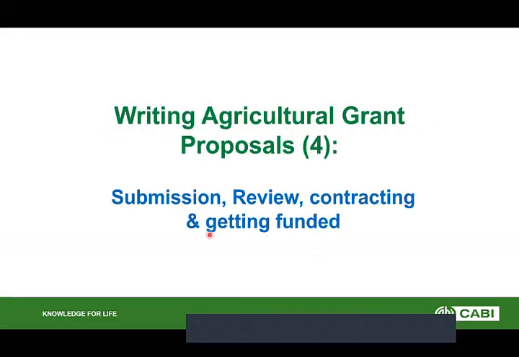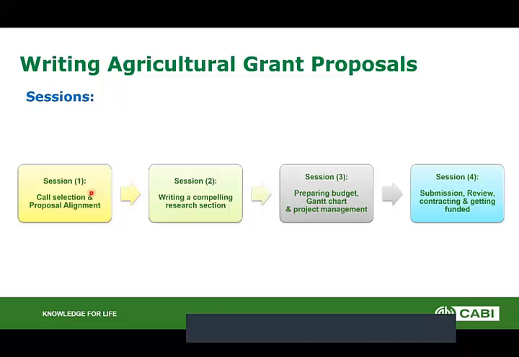So today our session is the 4th. It's gonna be devoted for submission, review, contracting, and getting funded. This is, as we said, the final station. We started with the first session on call selection and proposal alignment. The second session was on writing a compelling research section. The third was on preparing a well-calculated budget and Gantt chart and project management. So it was one of the key steps in this journey. And today we're gonna try to conclude all the steps and make sure that we covered all the areas.